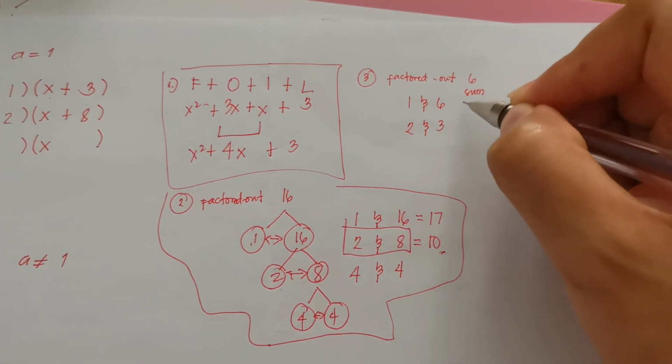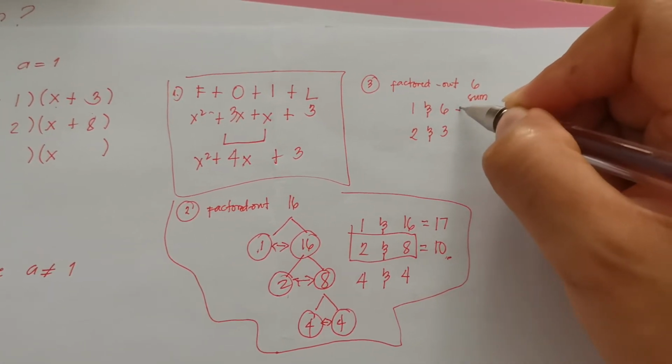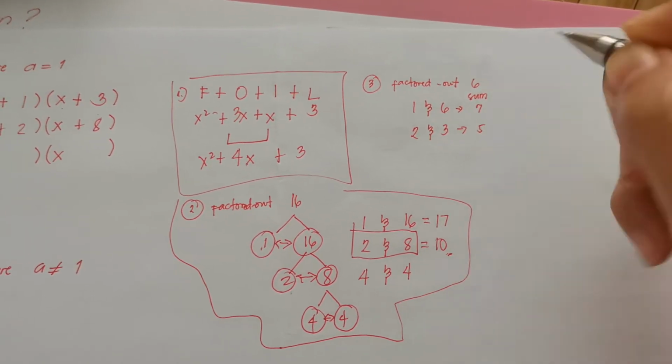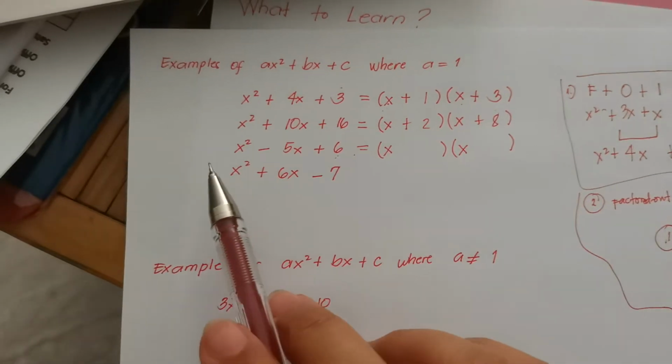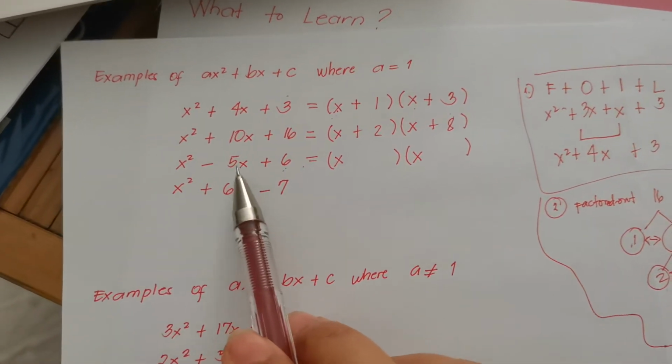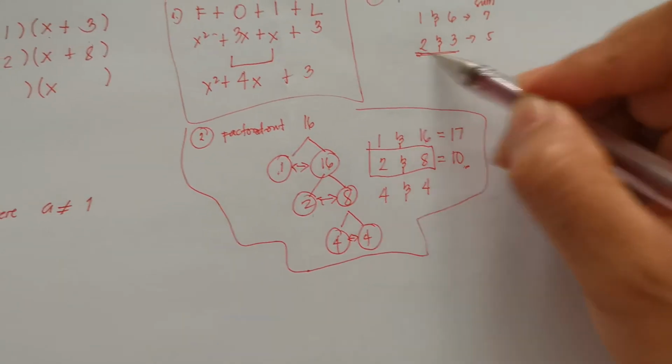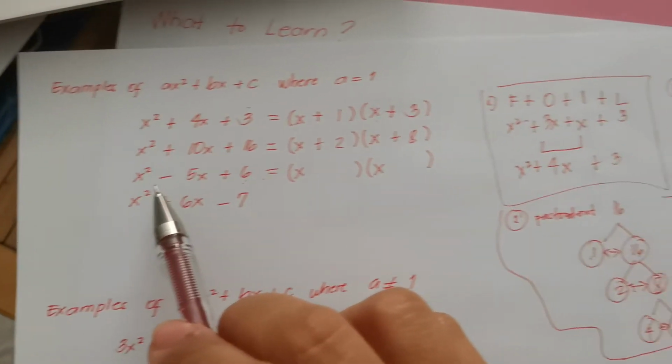What's the sum of this one? Ang sum niya is 7. Ang sum niya is 5. Going back to our example number 3, the middle term is 5. So we are talking about this one. But take note, it's not positive, it's negative.